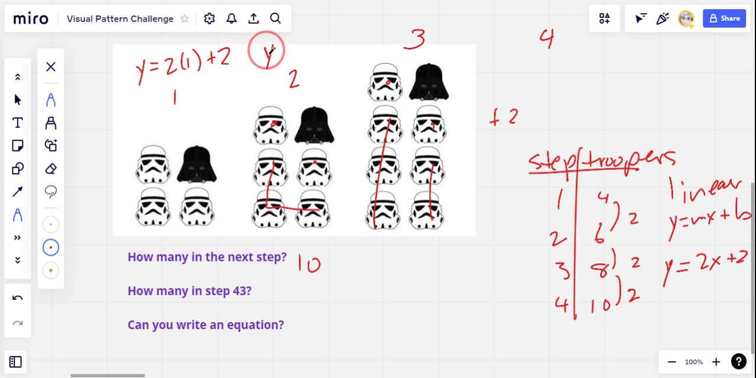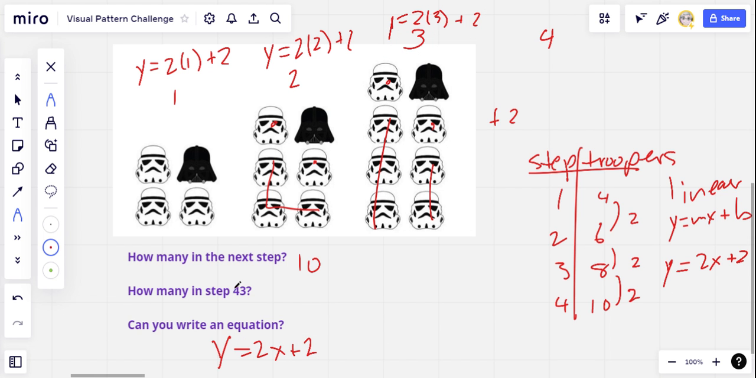Let's test it, though, in step 2. y equals 2 times step 2 plus 2. So that'd be 4, 5, 6. That's what we've got. In step 3, y equals 2 times step 3 plus 2. 2 times 3 is 6, plus 2 is 8. That's how many we've got. So this equation, y equals 2x plus 2, looks good.